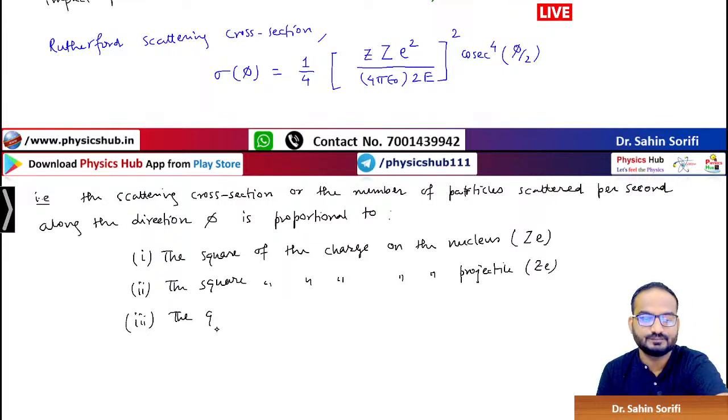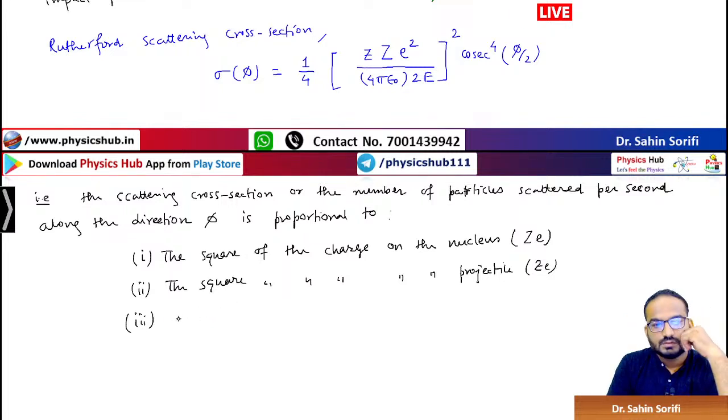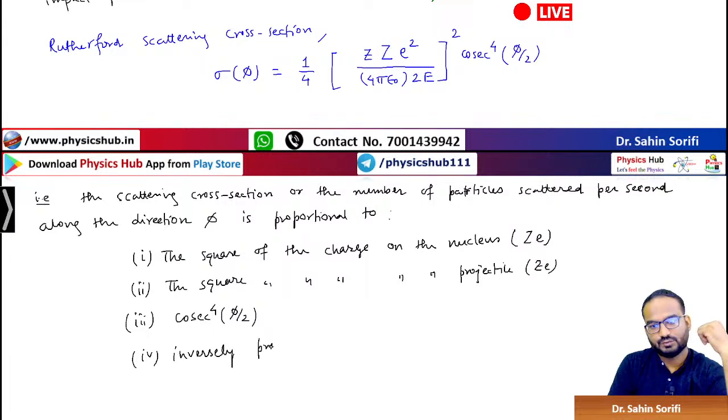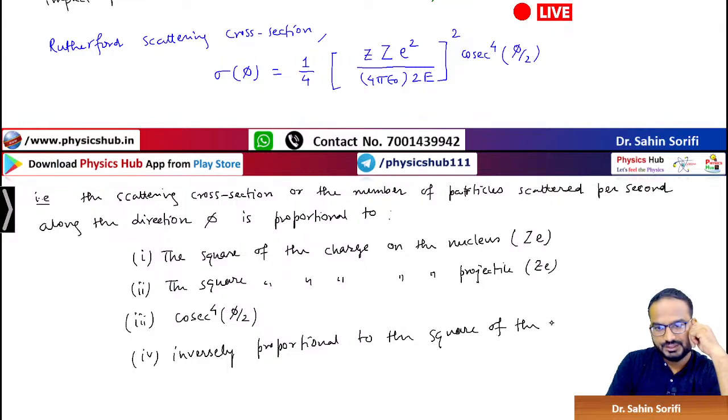Okay, number three, proportional to cosec to the power 4 of phi by 2, and the fourth one, inversely proportional to the square of the initial kinetic energy of the projectile.